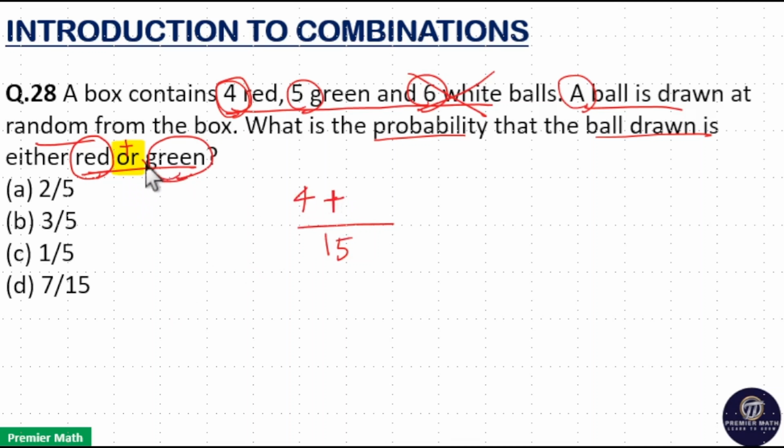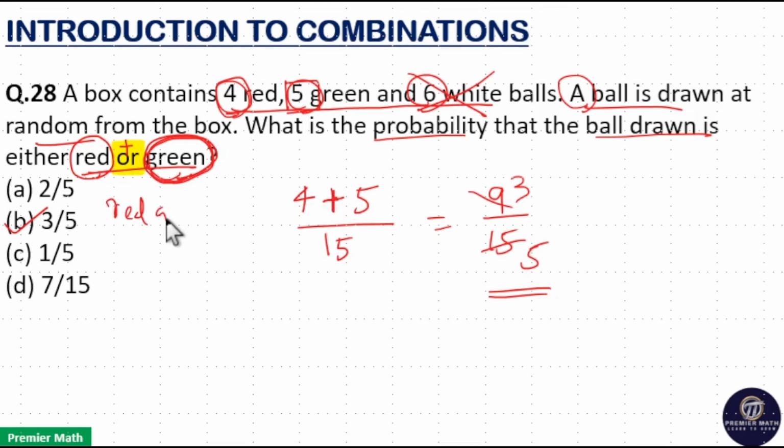If you are getting a green ball, when you select 1 ball out of these 15, then you should select that ball from these 5 green balls. So this can be done in 5C1 ways. That is 5 ways. Total number of favorable outcomes is equal to 9, divided by total outcome 15. 3 goes 3 times in 9, 5 times in 15. So 3 by 5, option B is your answer. Here, this is OR. If it is red and green, you can multiply it.